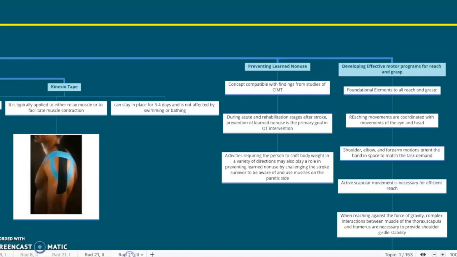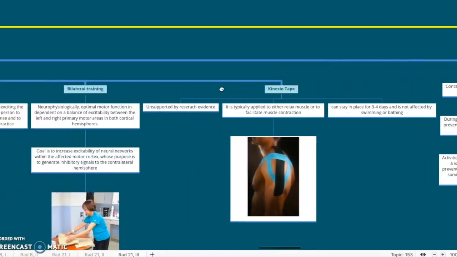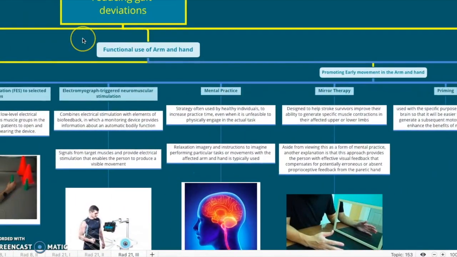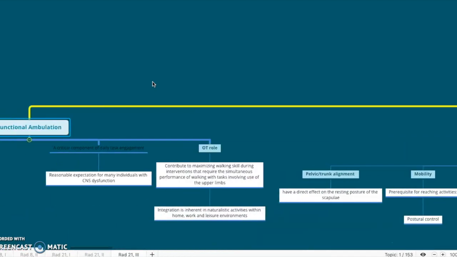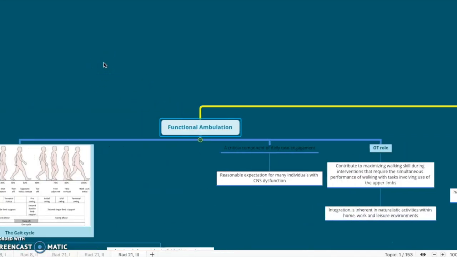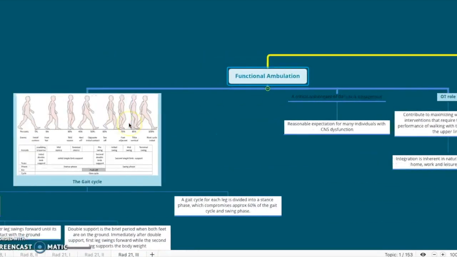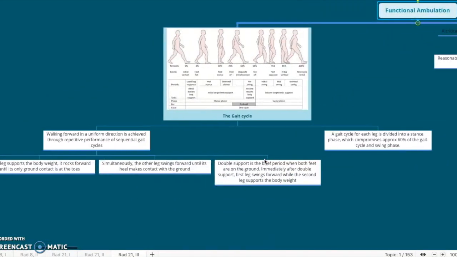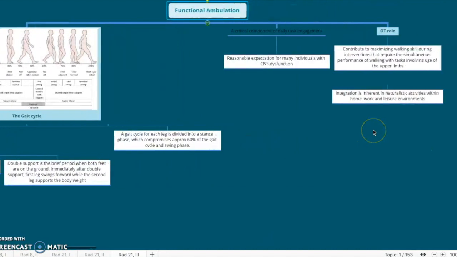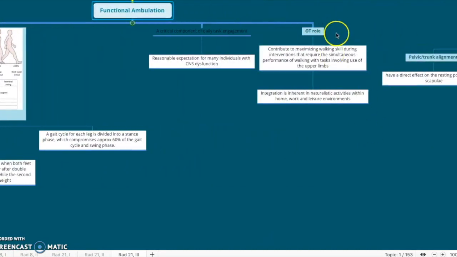Now we're moving to the final part of Radomski, Chapter 21. This part is about occupational therapy contributions to preventing and reducing gait deviations. All right, so we're starting over here with functional ambulation. As you can see, we have this nice picture of the gait cycle with information included underneath it. And then we have information about OT's role in functional ambulation, which is very important.